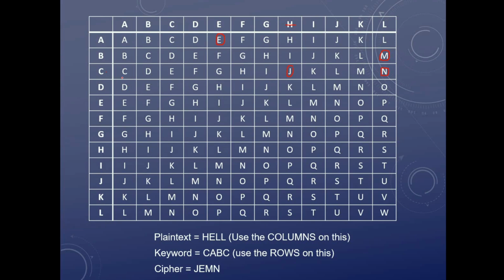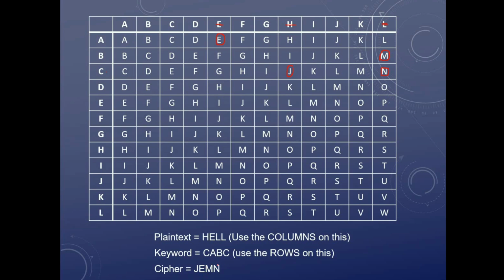Now I go to row A, slide over until I find the E, go up. That's my next letter of my plain text. Go to row B, find the M, go up. That's the third letter of my plain text. Go to row C, find the N, go up. That's my fourth letter of my plain text.